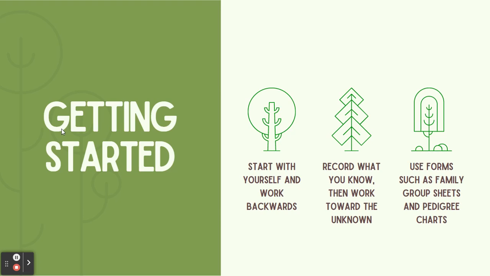And like I said, you want to use the forms such as family group sheets and ancestor charts, which are also called pedigree charts. A good idea is to also start with recording the vital information first. Vital information is the main facts about a person's life: birth, marriage, and death dates and locations, to start with what you know.